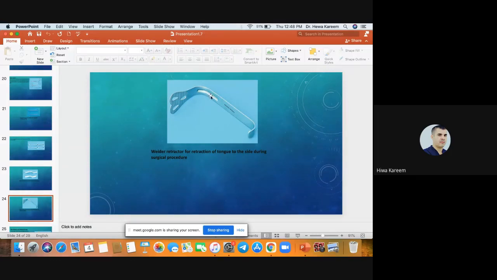You can use it in two ways, for tongue and for cheek. For tongue and cheek, or tongue retractor, the Weber retractor.